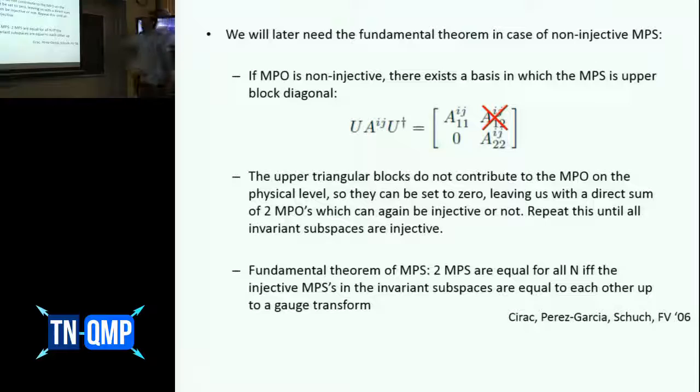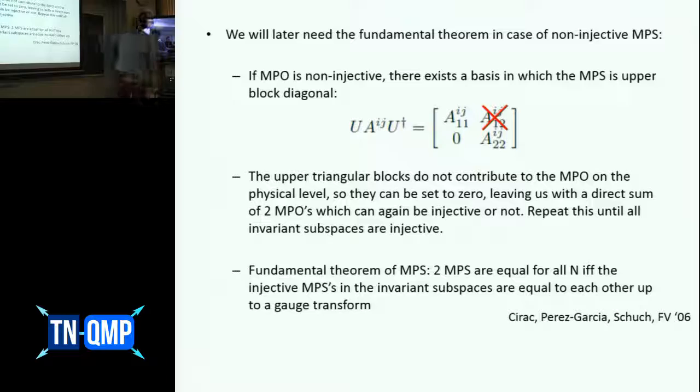Anyway, so this is the fundamental theorem. Okay, it's not entirely obvious to prove this, but I think the idea is clear. So two MPSs are equal to each other if and only if the block diagonal injective blocks that you get by doing something iteratively are equal to each other.